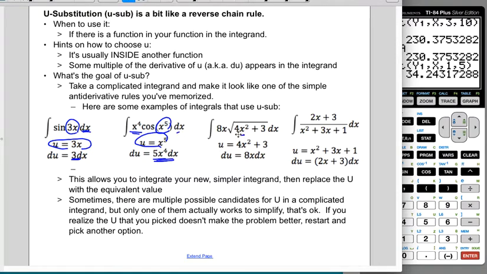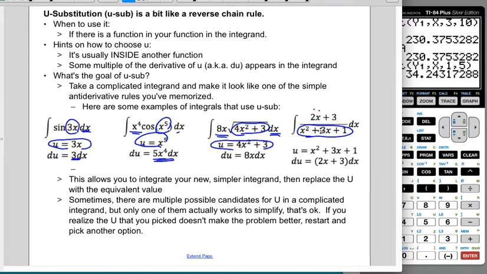Here, my u would be the inside of the root. See, that's my u, and sure enough, du is 8x dx, which appears directly in the integral. Here, my u would be the function that's inside something. Being in the denominator counts as being inside something because that's inside a -1 exponent. So that's my u, and my du would be (2x + 3) dx, which is exactly in that integral. So essentially, using U-sub allows me to take an integral that's really ugly and simplify it so it looks just like one of those antiderivative rules we memorized.